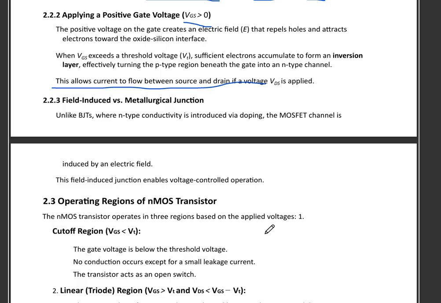Next is field induced versus metallurgical junction. So in this, the field induced junction enables voltage controlled operation. This is important.